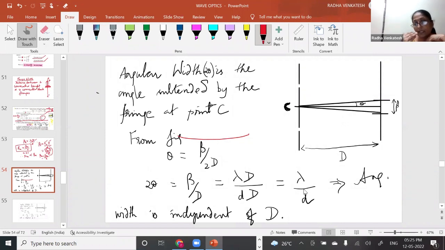You can discuss. But here also, remember the condition s by S should be less than lambda by d for you to actually see the interference pattern. Whatever happens, it holds till that condition is satisfied and you're able to see the interference. If that condition stops getting satisfied, you don't talk about interference pattern at all. So just keep this in mind. So this is angular width, which is lambda by d, which is independent of D. Is it fine?